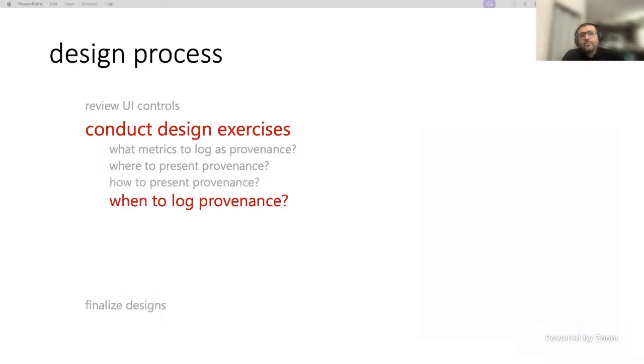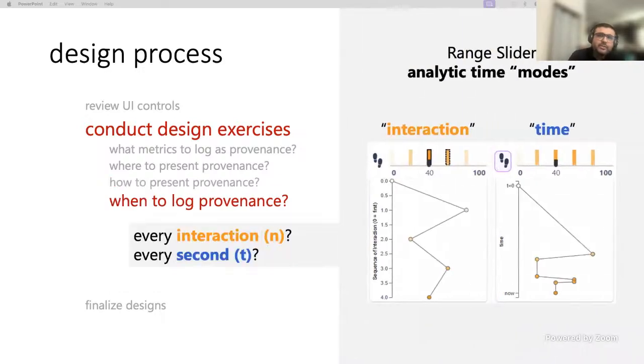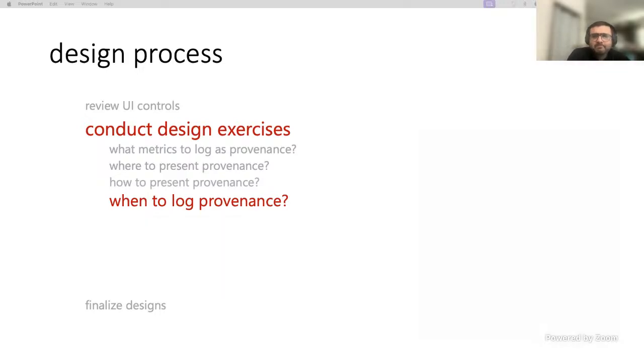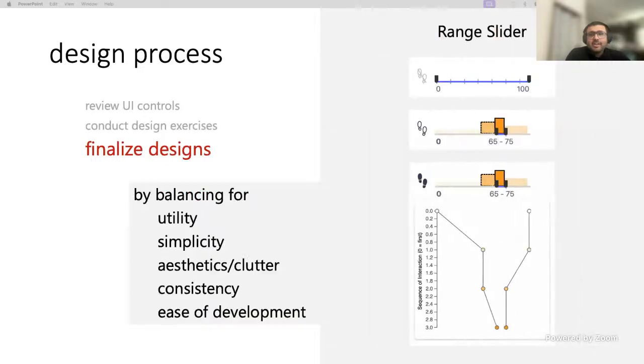And finally, in terms of when to log provenance, we considered two kinds of analytic time, every user interaction, or more specifically, whenever the widget's state changes, or every second. Check out the temporal history view for a single slider. For the same sequence of interactions, the interaction mode on the left shows the points evenly spaced out, unlike the time mode on the right, where things are more uneven. Finding utility in both, we chose to support both of them. And eventually, we finalized these designs while balancing for several aspects, such as consistency and ease of development.